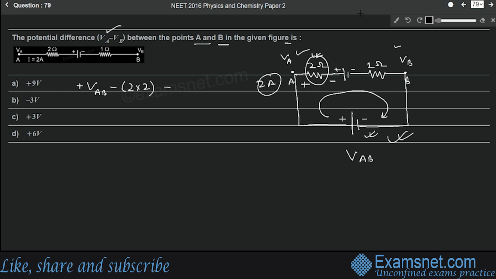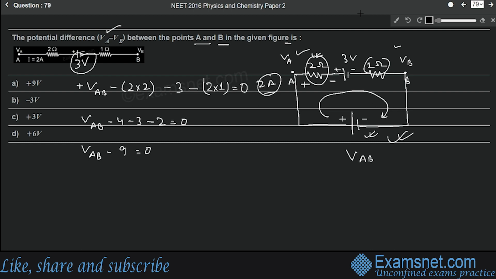2 ohm resistance into 2 ampere current, so 2 into 2. Again minus sign, this is a 3 volt battery. This is missing in the figure. Here it is a 3 volt battery, so minus 3 volt. Again minus sign, we have a 1 ohm resistance, so 2 ampere current and 1 ohm resistance, so voltage will be 2 into 1, and the sum will be 0. So VAB minus 4 minus 3 minus 2 equals 0. That means VAB minus 9 volt is 0.